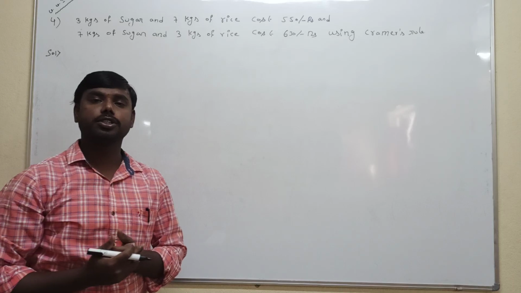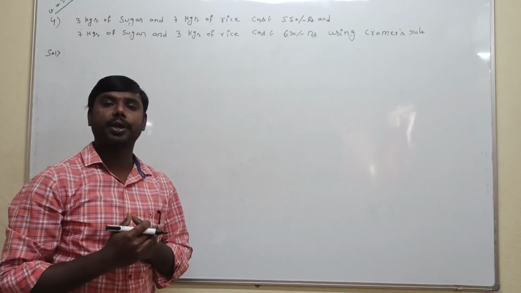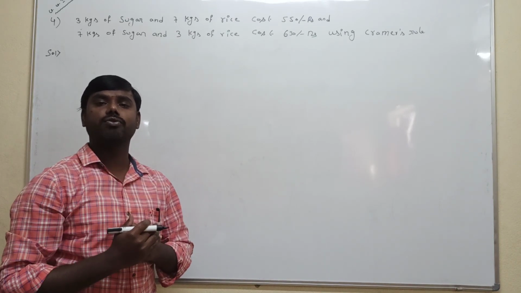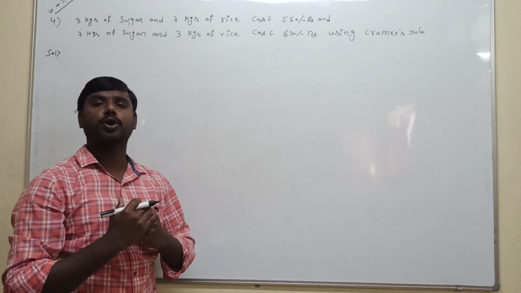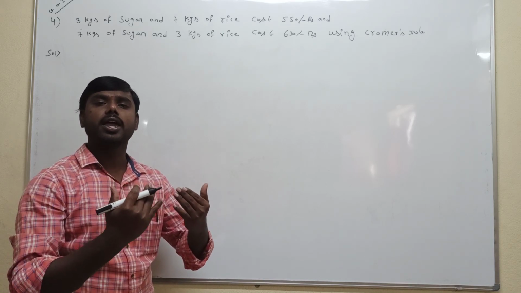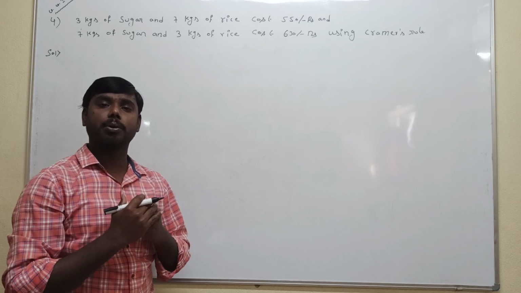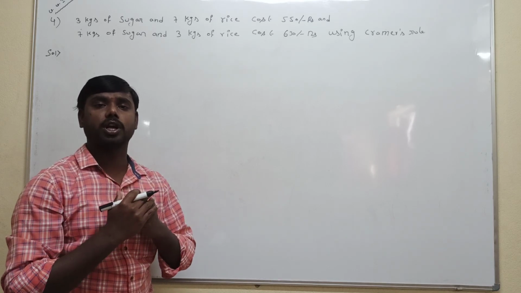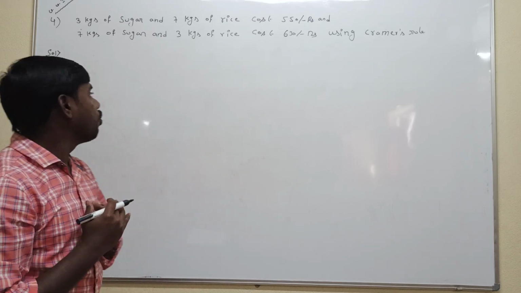The last class discussed a very important topic: solving linear equations by using Cramer's rule, and how we find the x and y values. Yesterday, how many problems did we discuss? Three problems. Now we are discussing the fourth problem. What is the fourth problem?